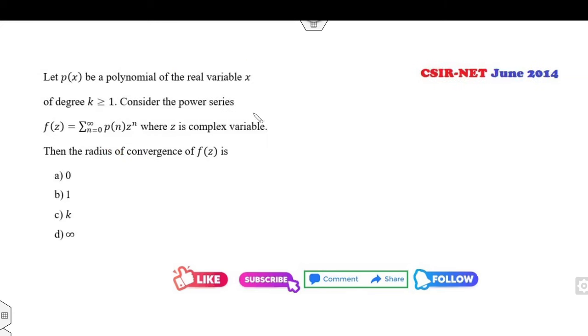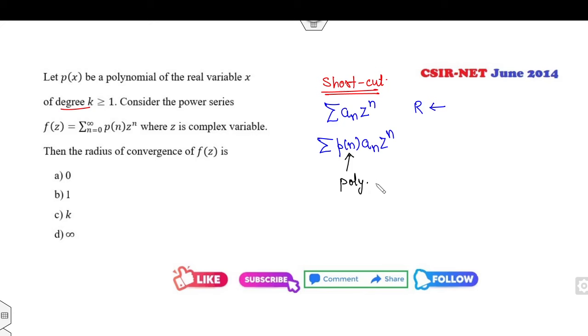Let P(x) be a polynomial of real variable x of degree k. Consider the power series and find the radius of convergence of the f(x). I will tell you two different methods for this problem. The first method is the shortcut trick. If you have the power series with r as its radius of convergence, then P(n) times an times z^n, where P(n) is a polynomial of any degree, say k, also has the radius of convergence r. That means both are the same. These are shortcut tricks.